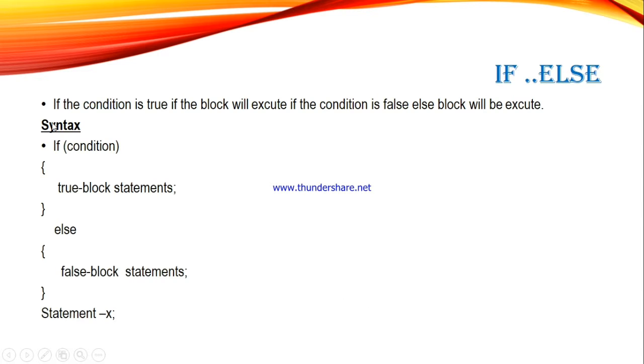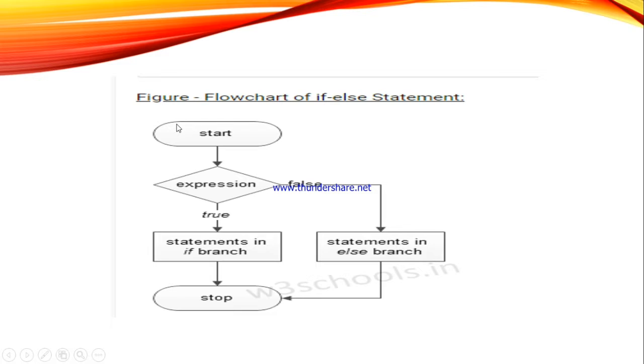Next we see if else. If the condition is true, the if block will be executed. If the condition is false, the else block will be executed. Syntax here: if condition, true block statements, else false block statements, and statement x. And the flowchart of the if else statement: start, expression, true statements in the if branch, and the false statements in the else branch, and stop.